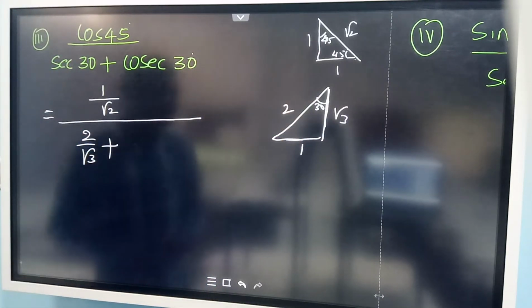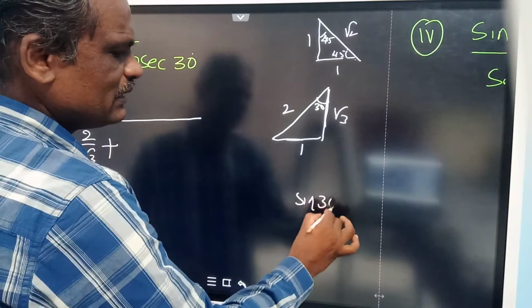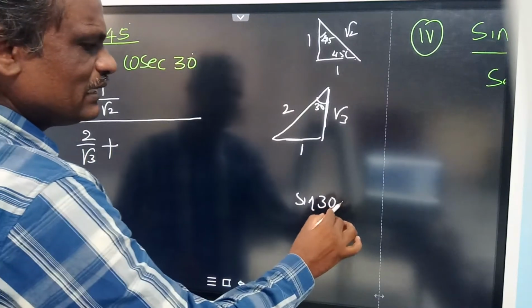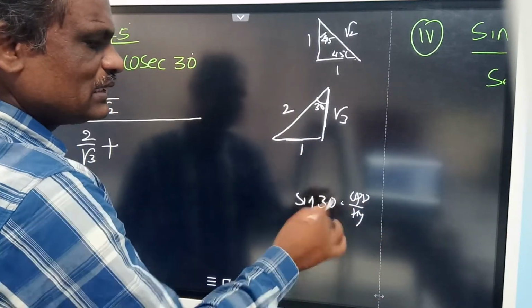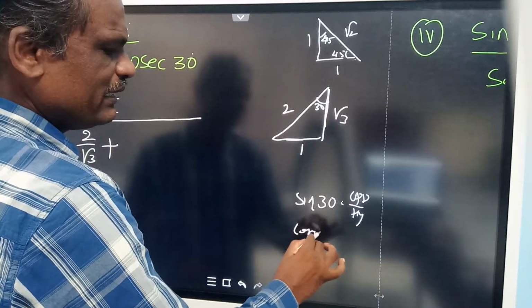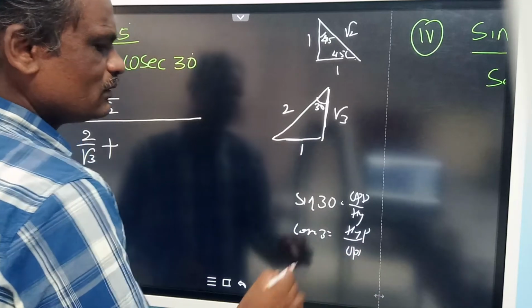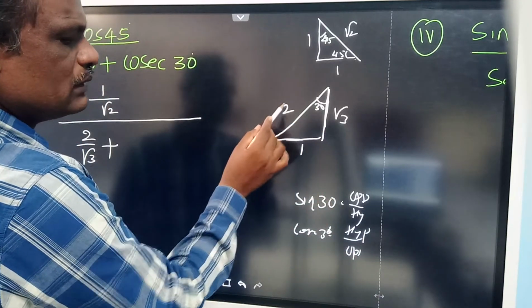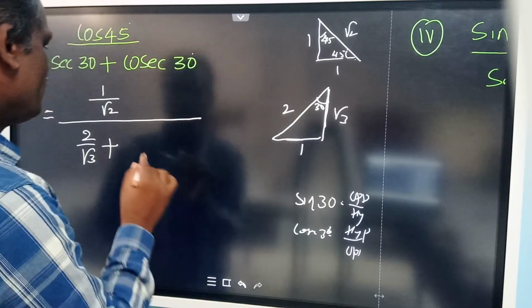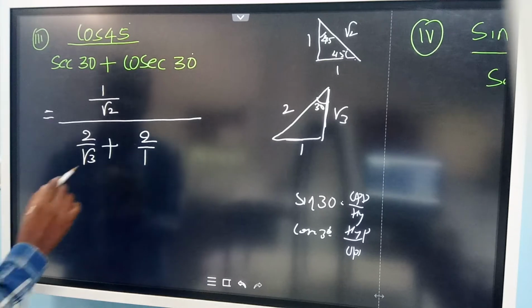Plus cosec 30 is the reciprocal of sin 30. Sin 30 means opposite by hypotenuse. So reciprocal means cosec 30 is hypotenuse by opposite side. So 30 degree, hypotenuse here 2, opposite side here 1, 2 by 1. So you can write here 2 or 2 by 1. So now you simplify this one.